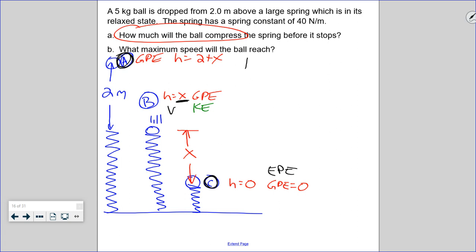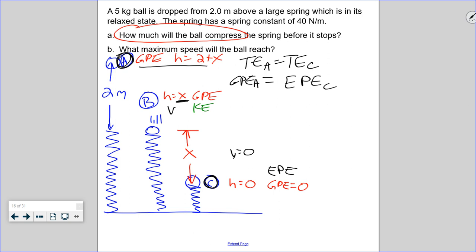Here's what we know. The total energy at point A is equal to the total energy at point C. Sorry, I just said I didn't want to do point B. The total energy at A is gravitational potential energy, because all of our energy at A is GPE, and that has to equal the EPE at point C. Because at point C, the velocity is 0 and the height is 0, so all of our energy is elastic potential energy.